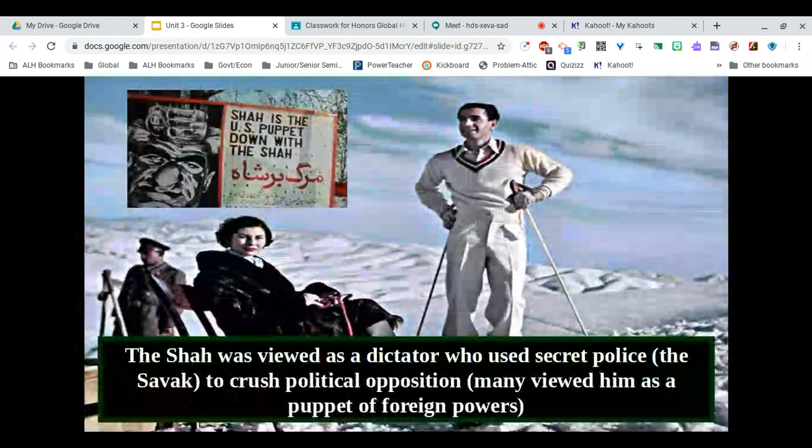The Shah was viewed as a dictator who used secret police, the SAVAK, to crush political opposition. And a lot of people in Iran saw him as a puppet of foreign powers. They saw him as a puppet of the West, that the West was controlling Iran. And this is really what's going to be the reason why it is his downfall, is that they see him as being this puppet of the United States, puppet of the West. We don't want this westernization. We don't want this Western culture. We want what we had before.